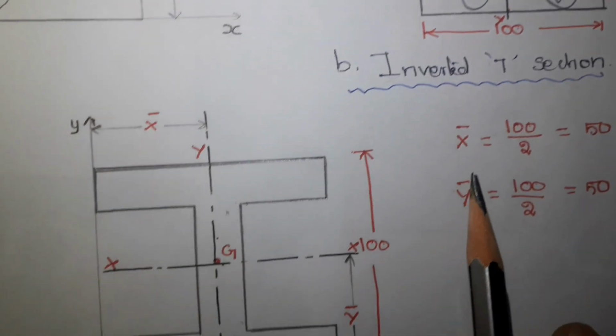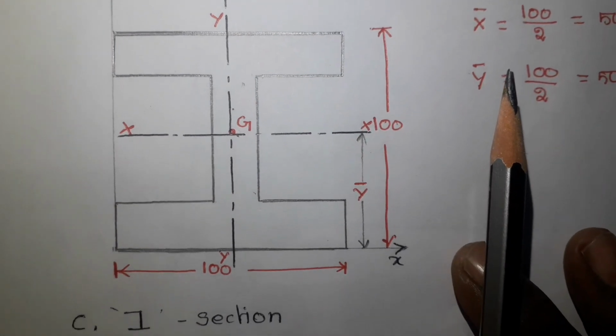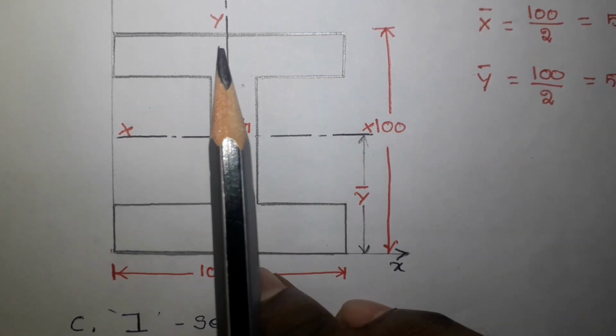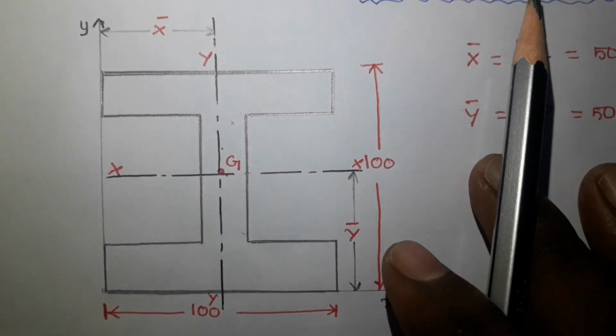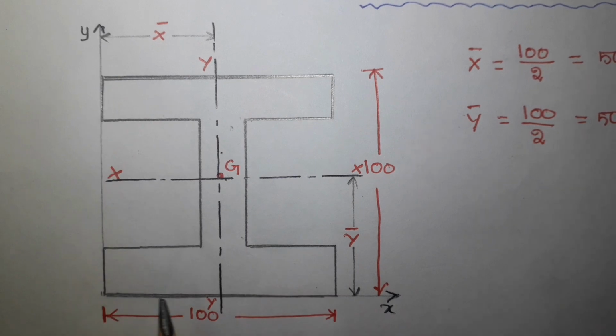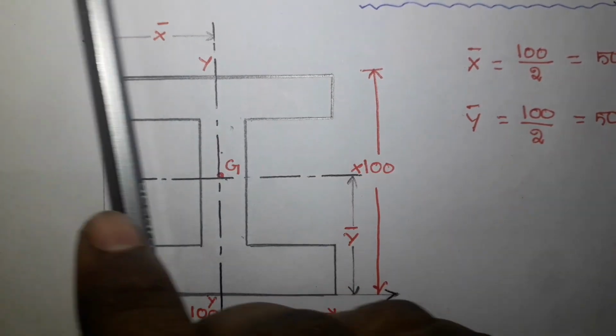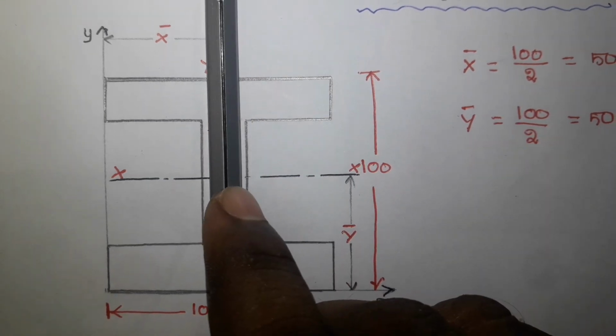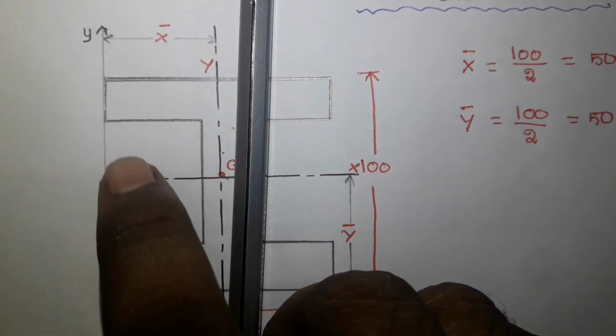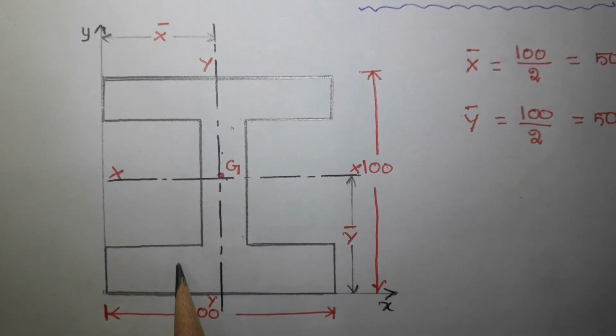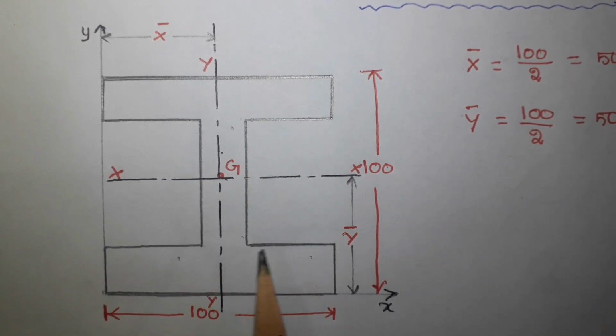Now let us see one another plane, the I section. This is an I section because it looks like the English letter I. Here this is the y axis and this is the x axis. Now I am going to cut the I section into two parts. You just see here, this is the first part and this is the second part. Now these two are symmetrical with each other, same size and same shape.